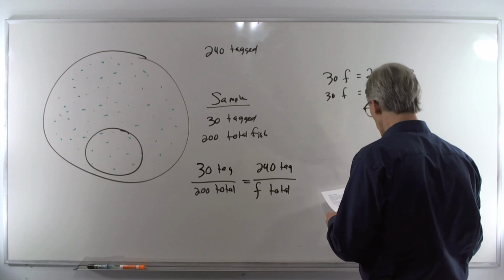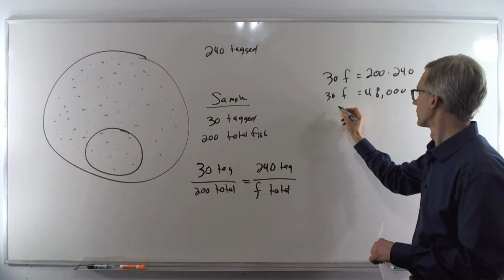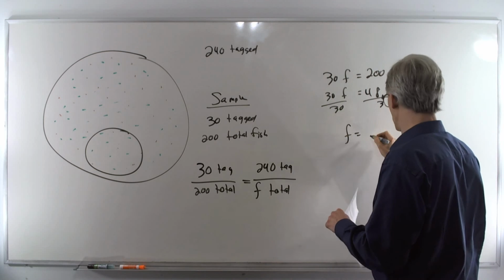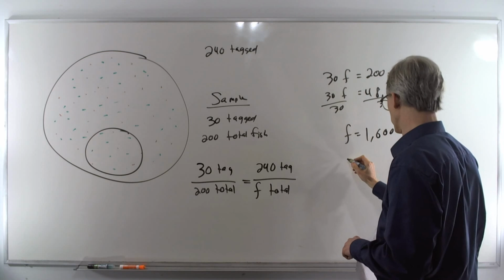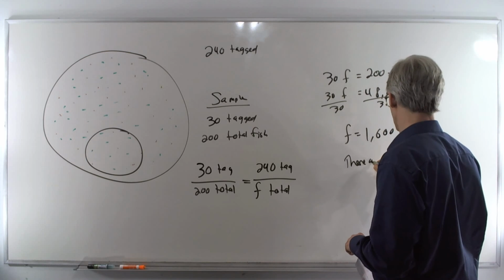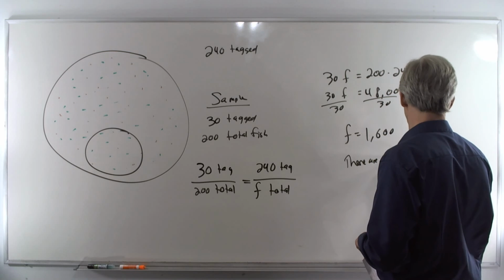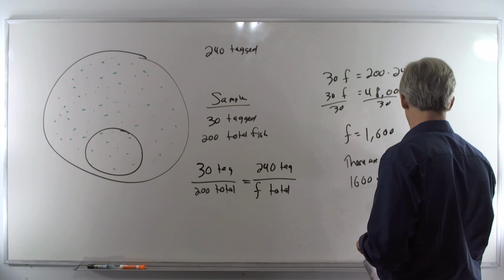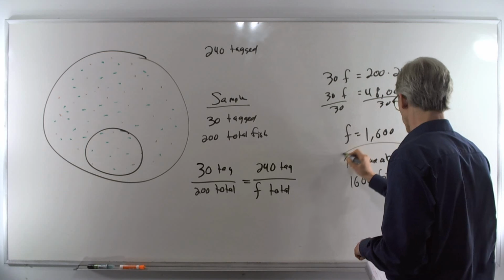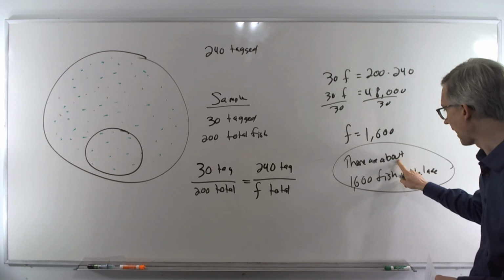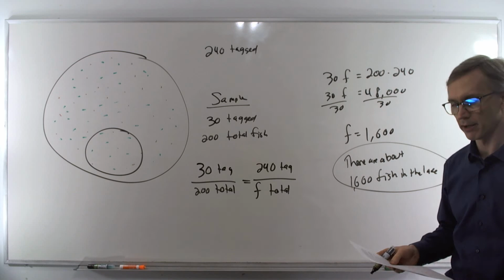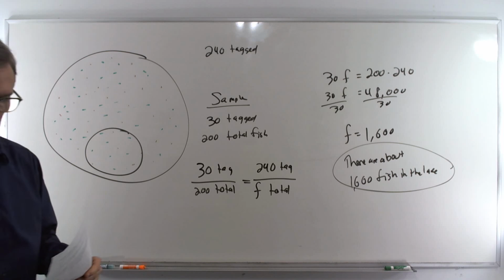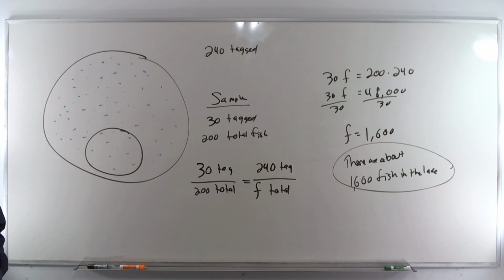All right, multiplying that out, we get 30F equals 48,000. Then divide both sides by 30, and F is 1,600. So that means we can estimate there are about 1,600 fish in the entire pond. Pond, lake, whatever we're talking about.